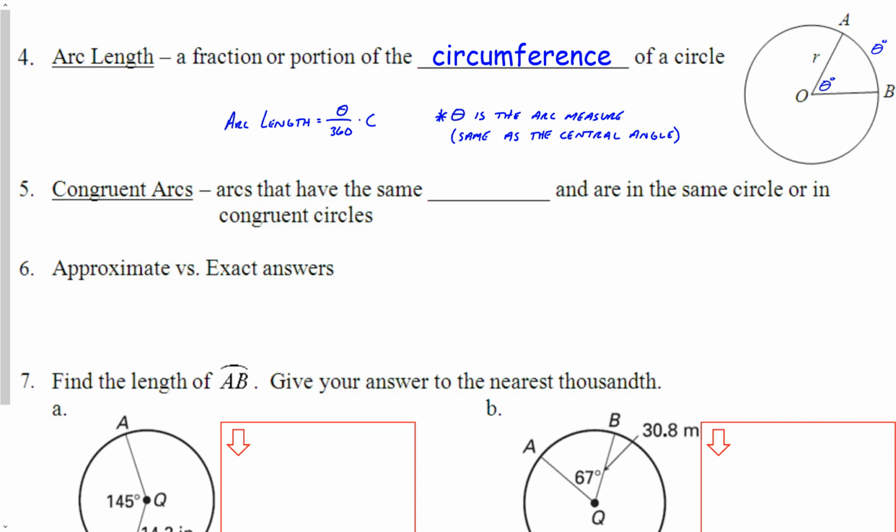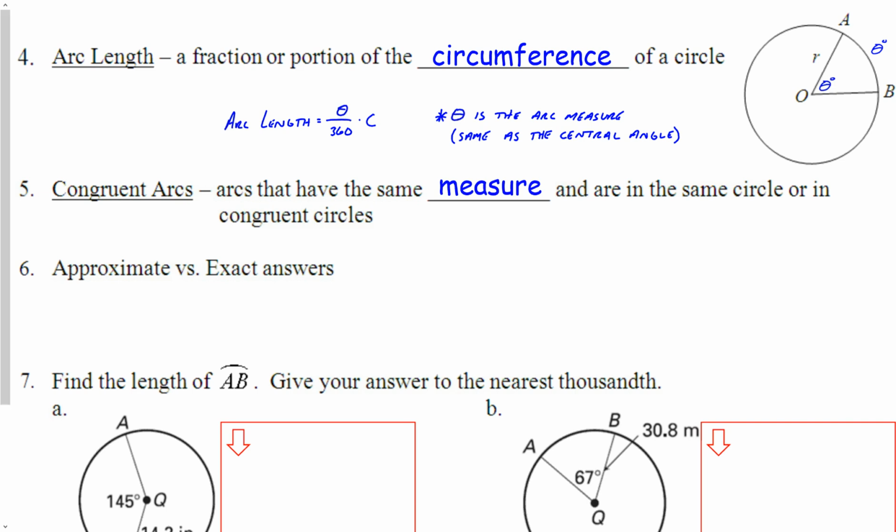Now, congruent arcs are arcs that have the exact same measure and are in the same circle or in congruent circles. The second part of that, in the same circle or in congruent circles, guarantees that the length would also be the same. The measure and the length would be the same for those arcs.